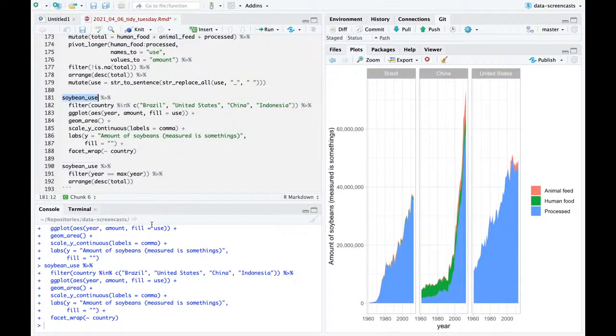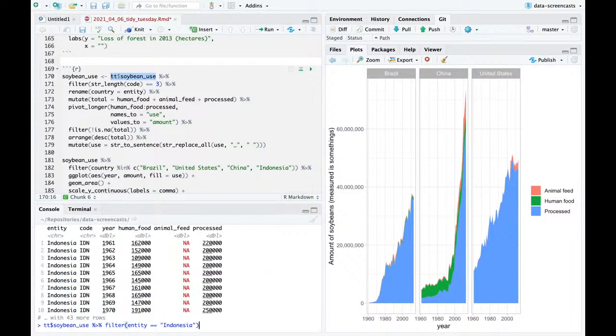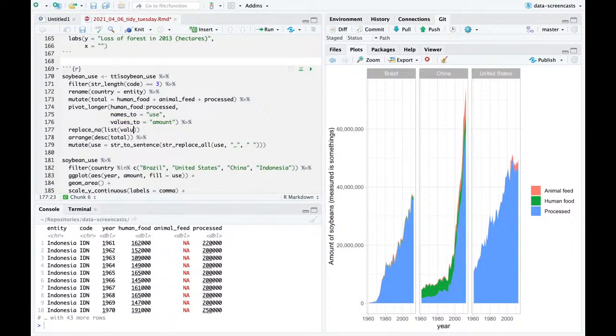I put in Indonesia, but something is missing from it. Let me check this. If I say filter entity is Indonesia, does it have some missing data or something like that? Yes, it does. I'm going to try guessing that NA is 0 instead of filtering it out. I'm going to say replace NA list, replace value, no, amount equals 0.